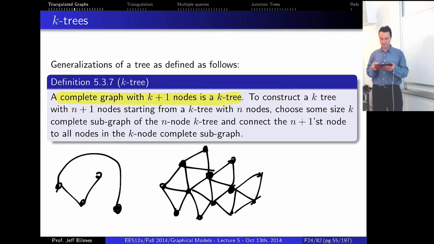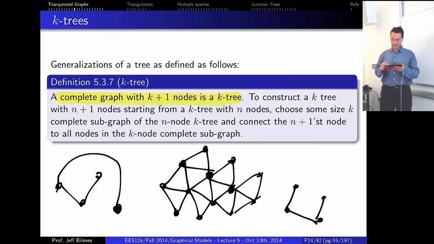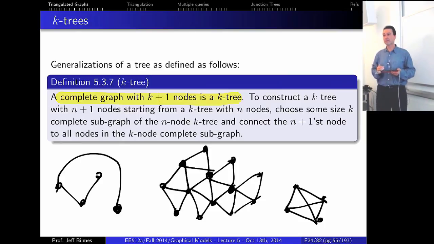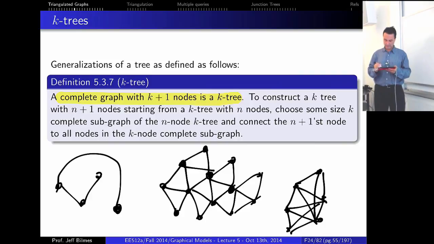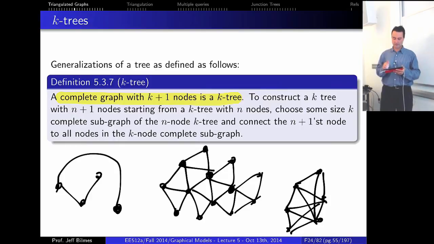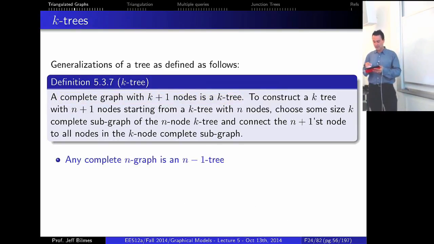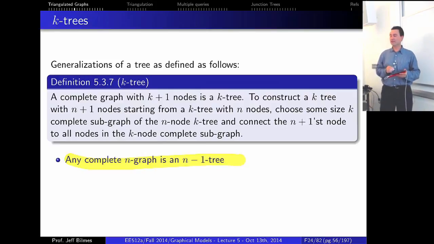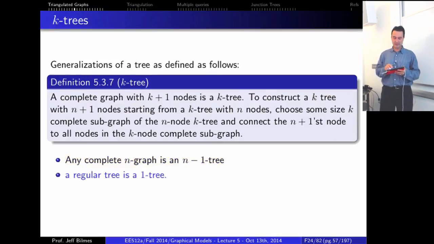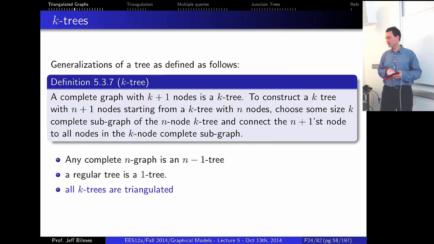Now, how would we generate a 3-tree? We have to start with any set of 4 nodes that's complete, which is a 3-tree. So we start with this thing. And then to generate a 3-tree, we take a new node and connect it to any 3 nodes that are complete. And so on and so forth. So any complete n-graph is an (n-1)-tree, trivially. A regular tree is a 1-tree.